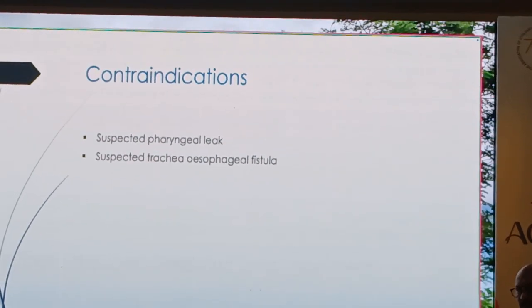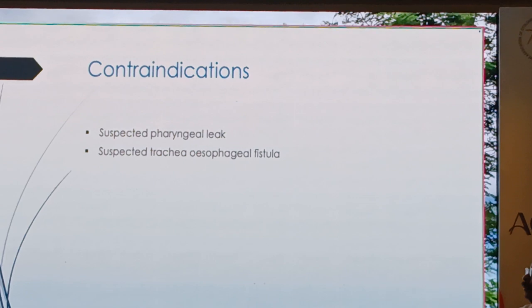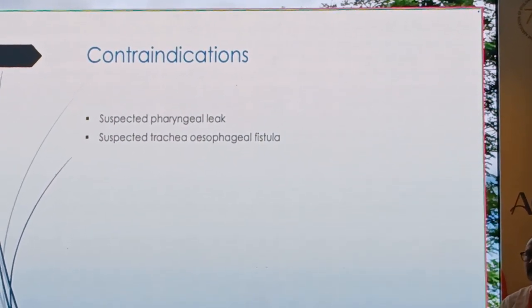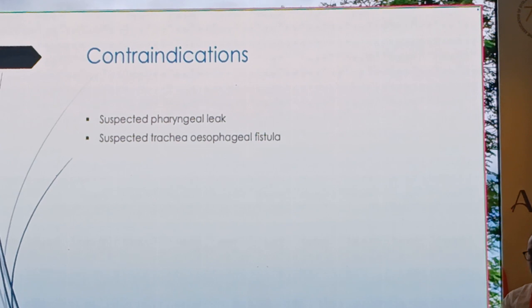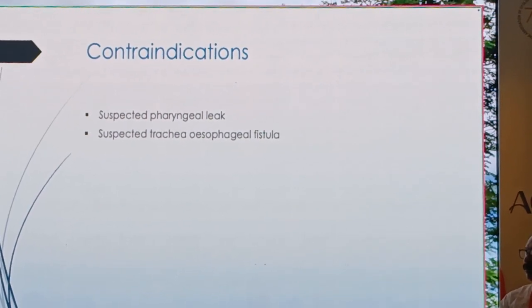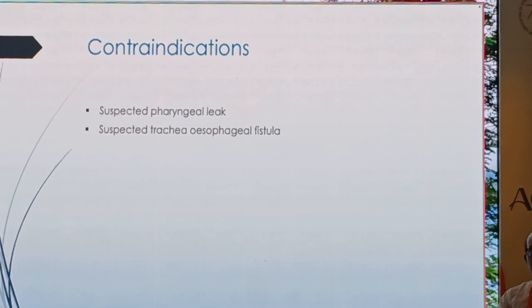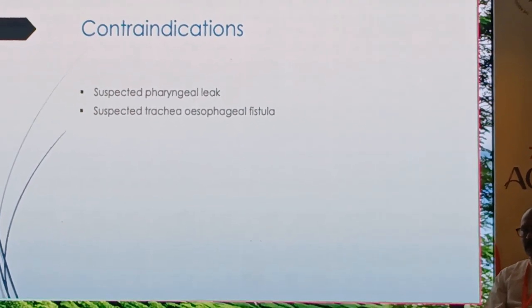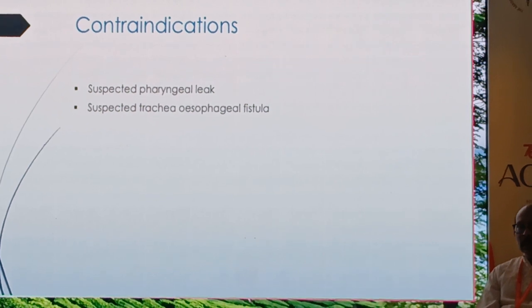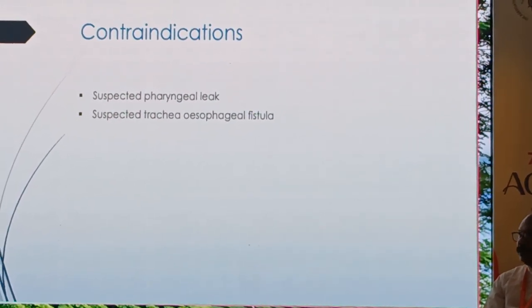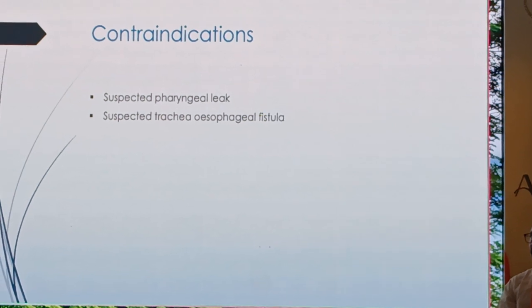So coming on to video fluoroscopy, while we know the indication is dysphagia in any of the phases of swallowing, two contraindications for video fluoroscopy, or at least barium sulfate video fluoroscopy, are suspected pharyngeal leak and when you suspect or know that there's a tracheoesophageal fistula. In these conditions, it's better to use a non-ionic water-soluble contrast medium rather than your routine barium sulfate.